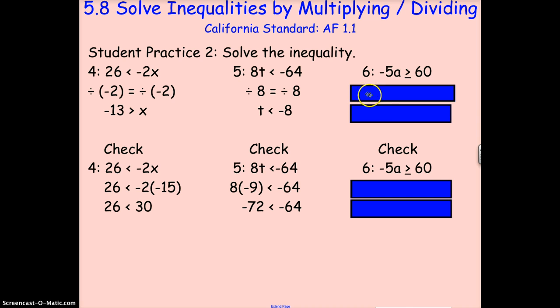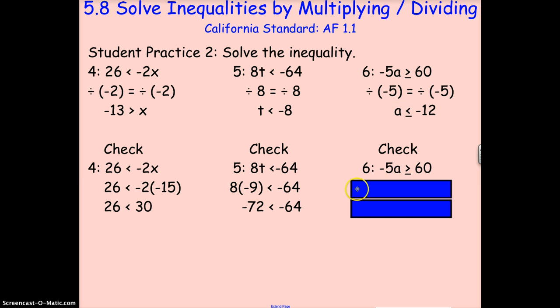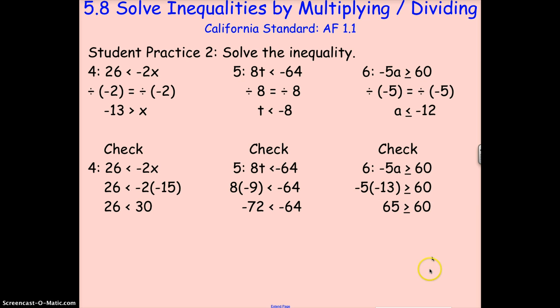Okay, problem number 6. I'm dividing both sides by negative 5. My negative 5's cancel out, and I'm left with a. Notice I'm dividing both sides by a negative, so I need to change my inequality sign, and I end up with a is less than or equal to negative 12. So a number less than negative 12, I could choose negative 13, negative 14, whatever I would like. And I end up with 65 is greater than or equal to 60, and that is true.